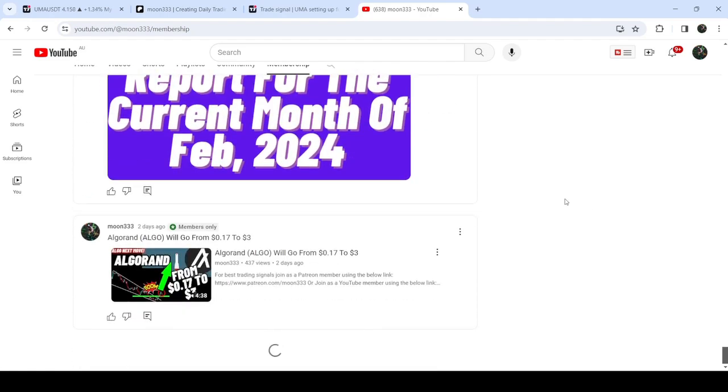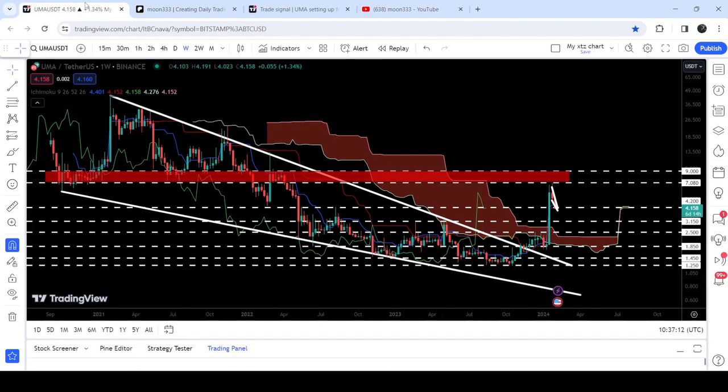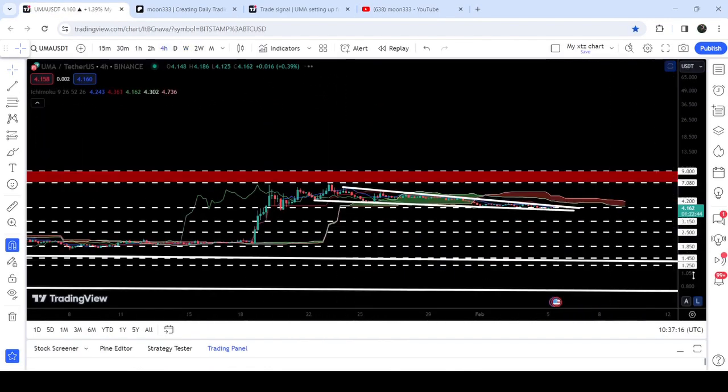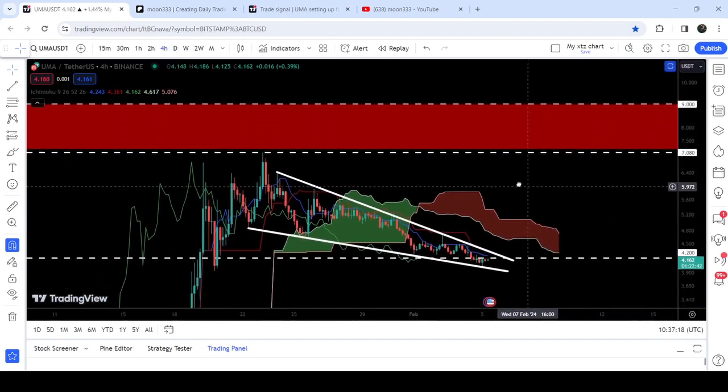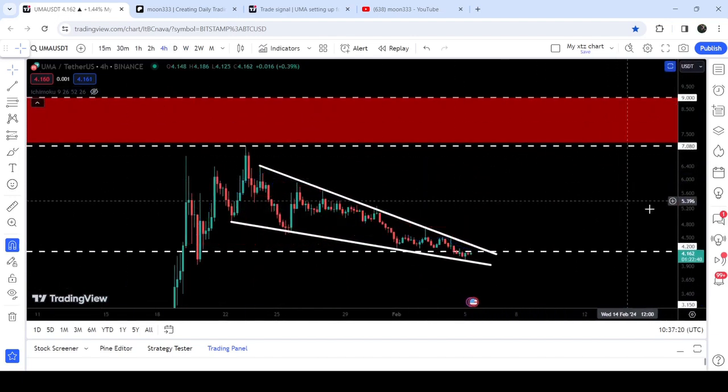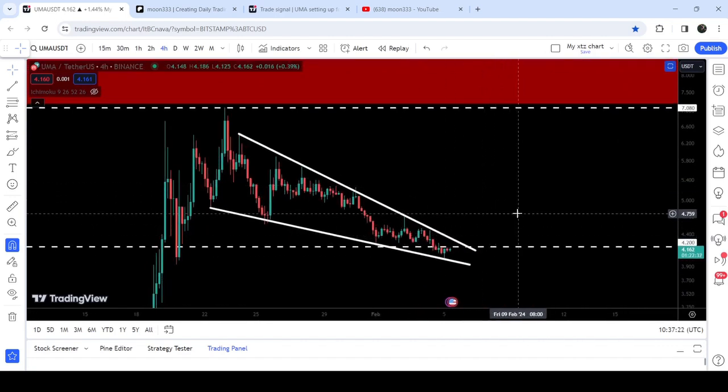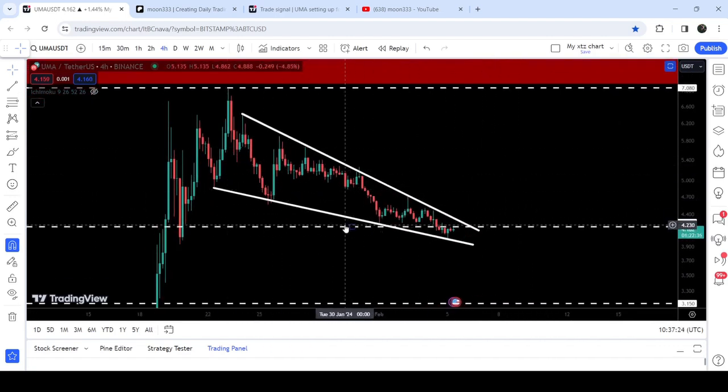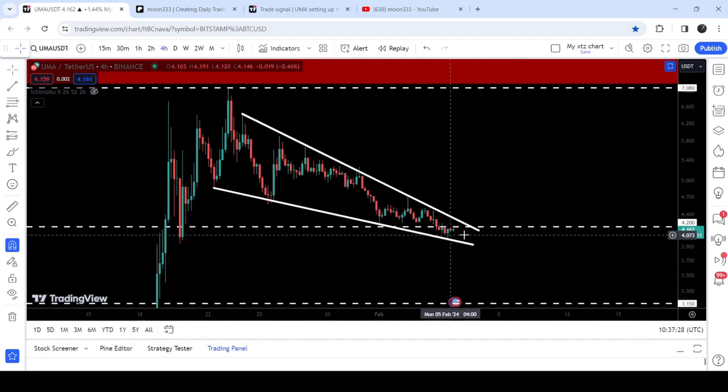Now let me take you to the live chart of UMA token, and this is the 7 days time frame chart. First, let me show you this 4-hour time frame chart, and here you can see that UMA is moving inside this falling wedge pattern. By the way, we have broken down a quite significant and long-term support of $4.20 while moving inside this wedge.